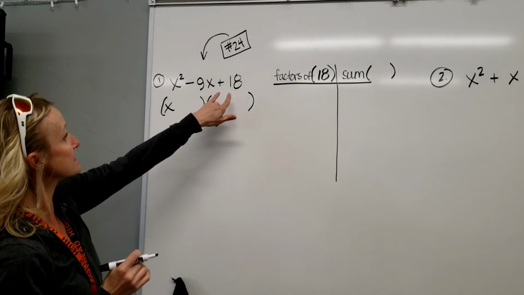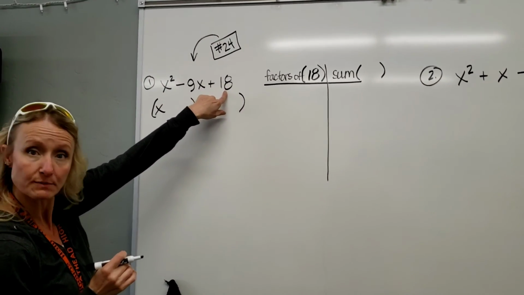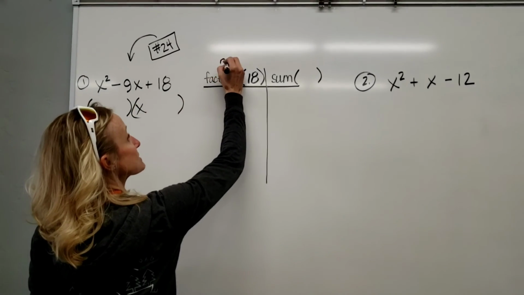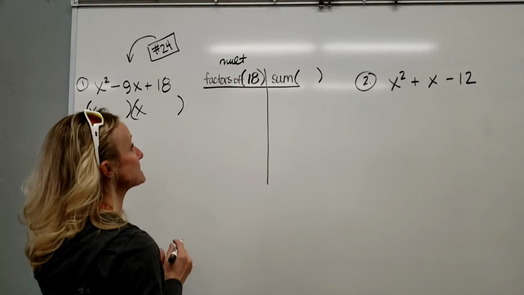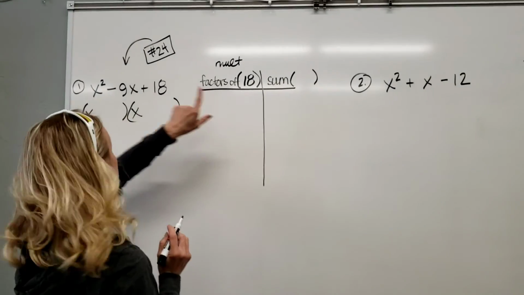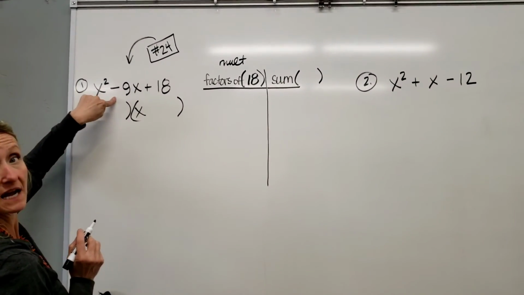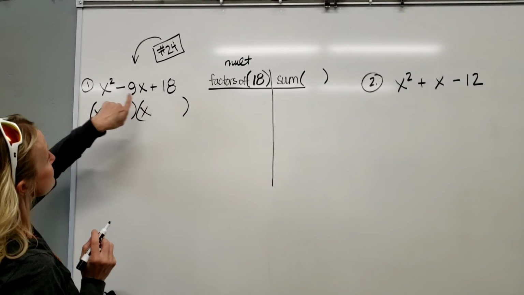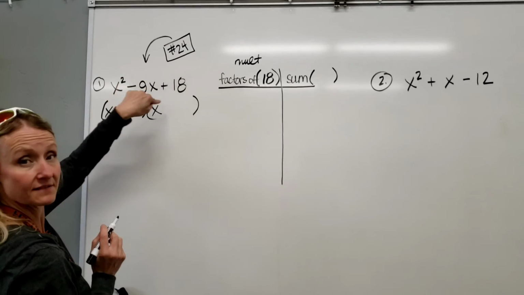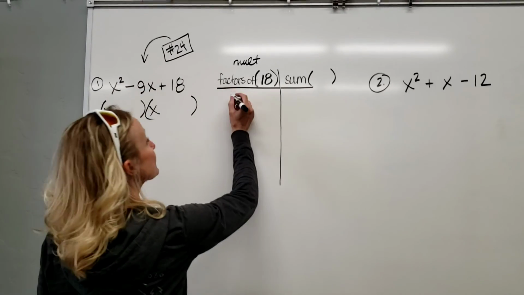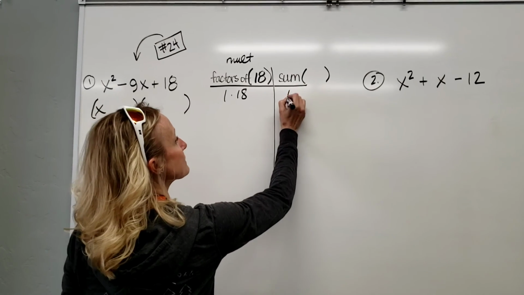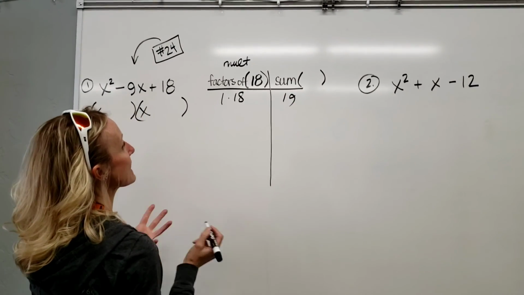Now, our next job is to say what two numbers multiply together to get us to 18. Those are its factors. And then that same thing, we're going to add those up and see what the sum of them is. The sum has to be this -9. Okay, so the only way to end up with a positive 18 is to do 1 and 18, but when you add those up, the answer is 19. That's not a negative number.